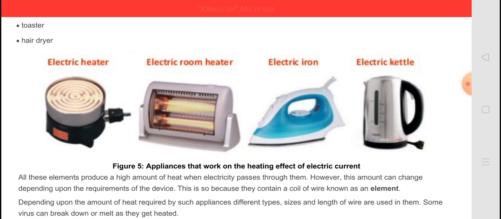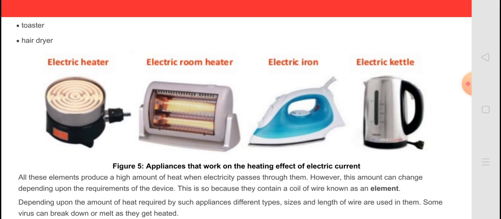Similarly, when the electric current is passed into the electric iron, what happens? The element of the electric iron, made up of nichrome coil, becomes red hot and produces heat. Then this heat makes the bottom of the electric iron hot. We can see that the bottom part of the electric iron becomes very hot, and this hot electric iron is then used for ironing clothes. So in this way the electric iron works.